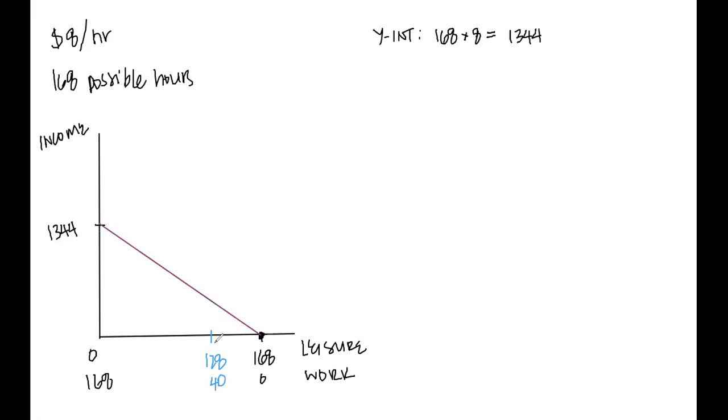So we can just follow this vertically up to where it lies on the budget constraint and create a point on the budget constraint that will then tell us what our income is. We can calculate this: if he's working 40 hours at $8 an hour, we can see that his income, utility maximizing income, is $320.